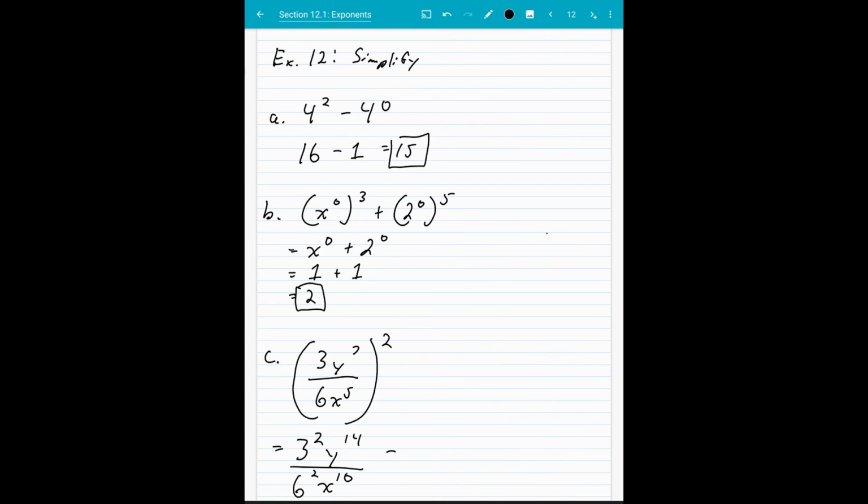Then we can go ahead and evaluate the 3 squared. 3 to the second power makes 9, y to the 14th, over 6 to the second power makes 36, x to the 10th. Then we're almost done. We can simplify this 9 divided by 36. Remember, think about it as like its separate little fraction, 9 over 36.